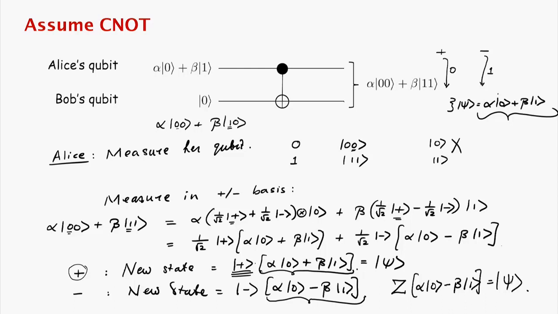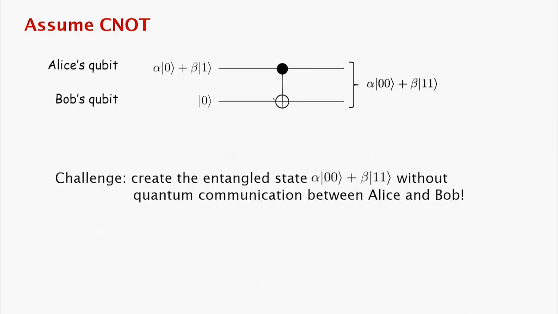state psi. So this shows how Alice can transmit her qubit to Bob if there was a CNOT gate that stretched between her lab and Bob's lab. Of course, this is completely unrealistic. So in the next video, we are going to try to understand how to deal with this challenge. How to create this entangled state alpha 0, 0 plus beta 1, 1 without quantum communication between Alice and Bob, or without this quantum gate that stretches between Alice and Bob's lab.